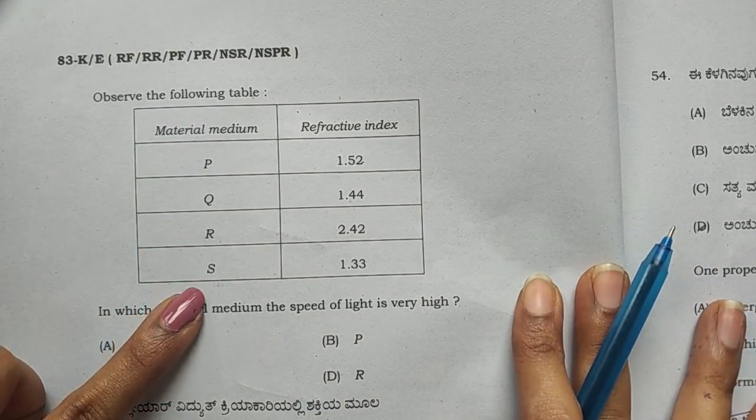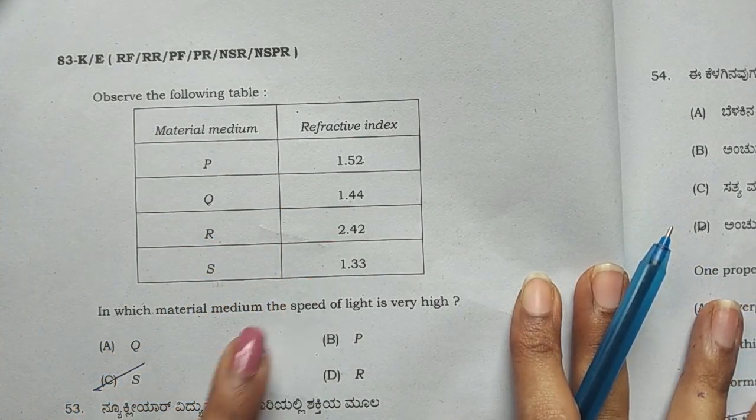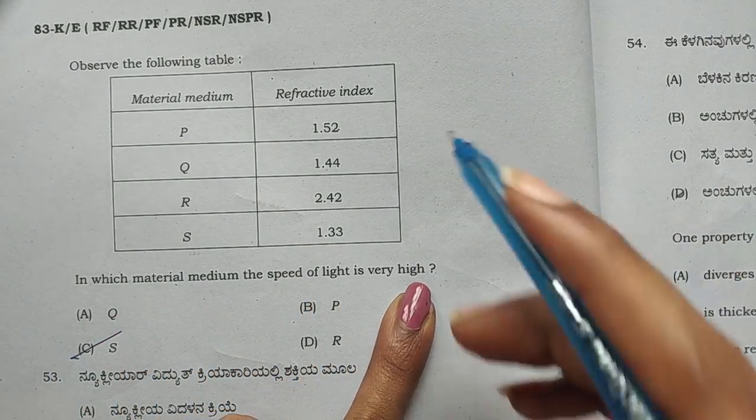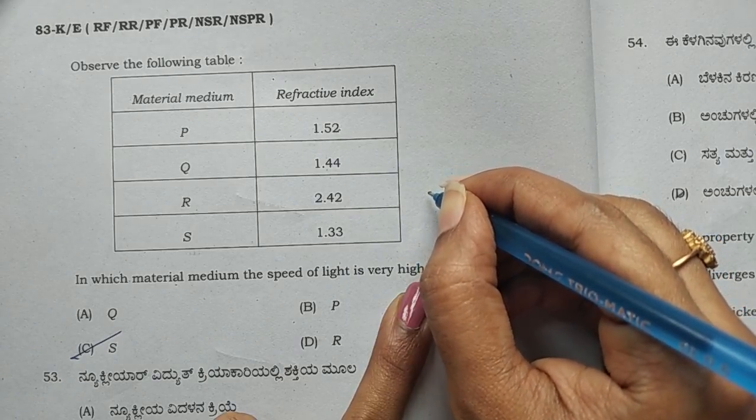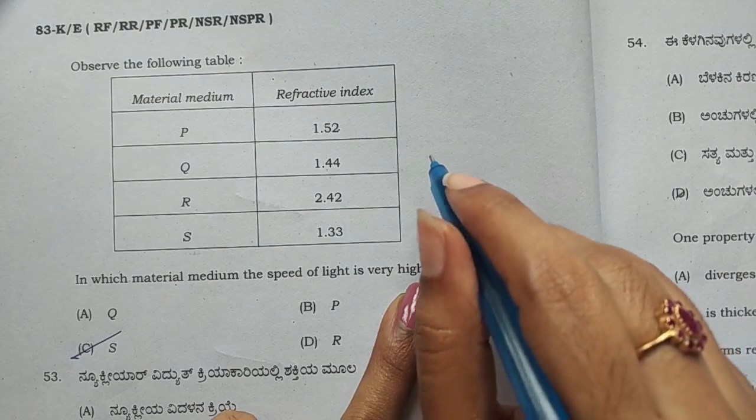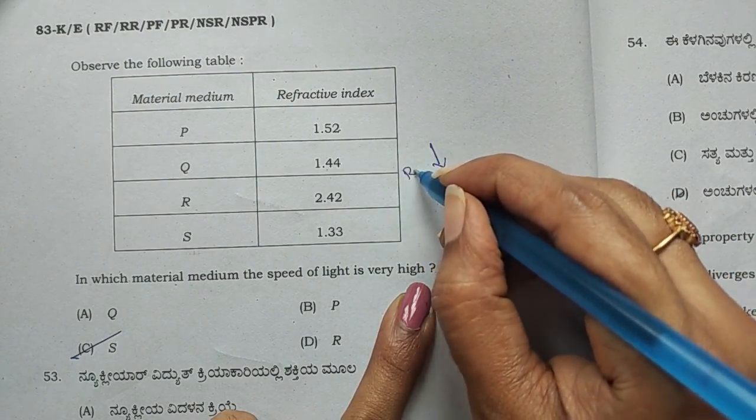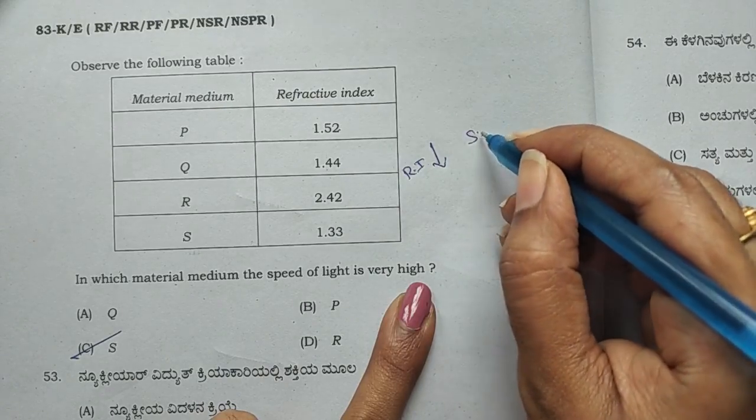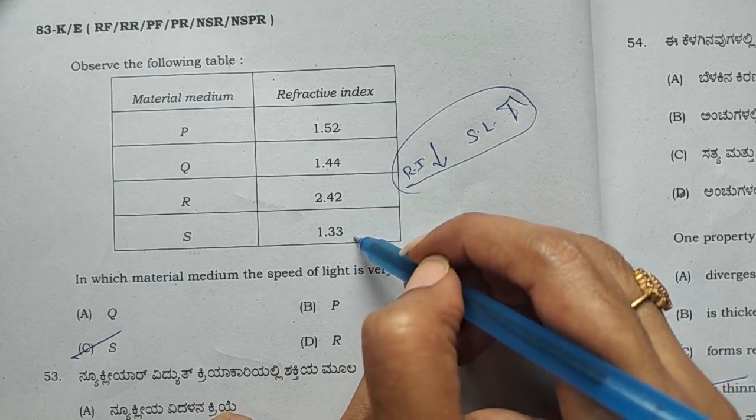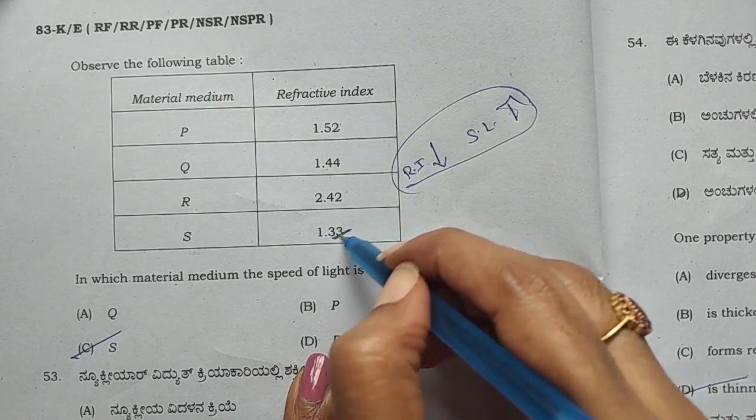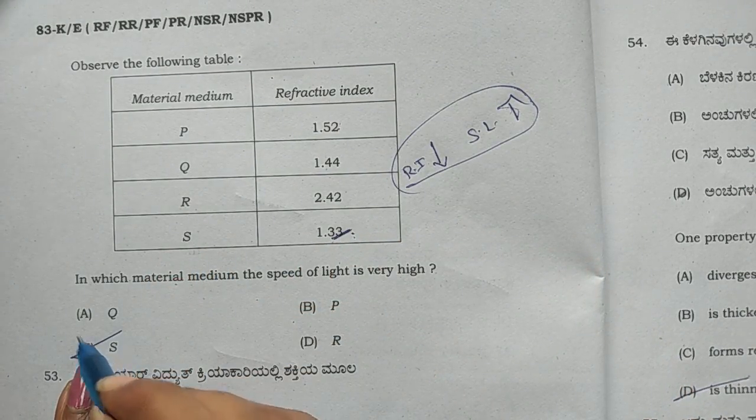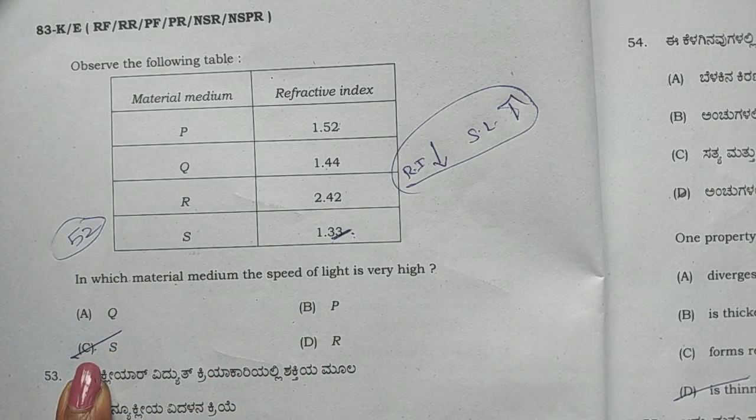See, the materials are given, refractive index values are given. In which material medium is the speed of light very high? See, the speed of light depends on the refractive index. You know, both are inversely proportional to each other. So if the refractive index is less, right, the speed of light will be maximum, right? So just check the least value. So the least value among them is 1.33. So option C is correct for the 52nd question, right?